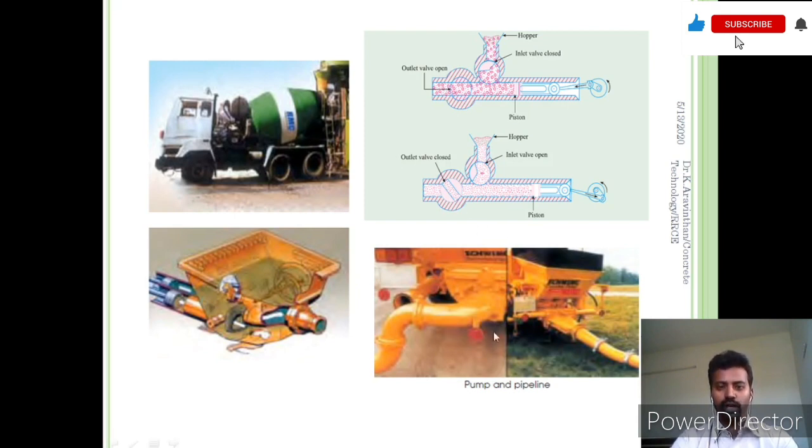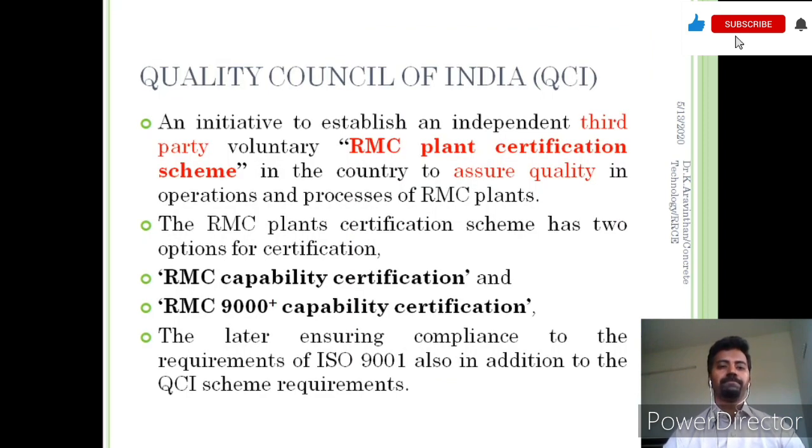So you can see the exact picture of this pump. This is the delivery pump. The hose, the diameter and the speed of the reciprocation depend upon the altitude or the distance to which the concrete is to be pumped. So in this way, transporting is done by the truck, and mixing and placing is done by the pump and pipeline.